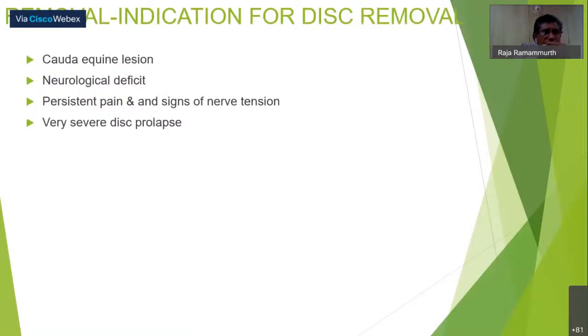Then the third point under the treatment is removal, the indications for disc removal. The disc can be removed by the orthopedic surgeon when there is a cauda equina lesion, where the lesion is compressing the spinal canal or the spinal nerves, right? In that case, the disc can be removed.